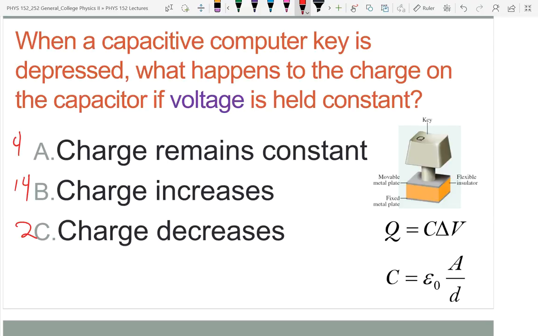Right? Okay. It goes the other way. When you press down on the key, the capacitance goes to a higher value. And so you have to charge it because Q is C delta V. If V goes up, then Q has to go up. So when you press that button, the charge on the key has to increase.